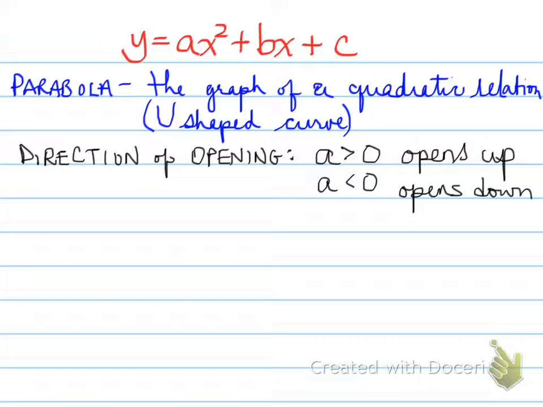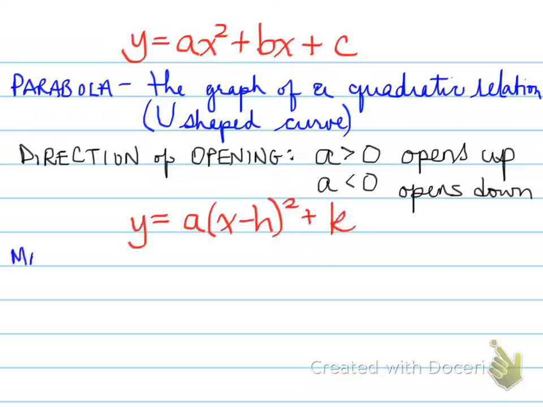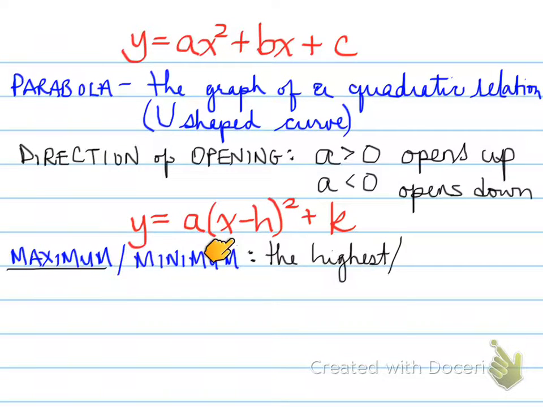So greater than 0, it opens up. Less than 0, it opens down. So a negative number opens down. Now, there's another form. If we see this form, this is called the vertex form of a parabola. The vertex form tells us something important about the parabola.